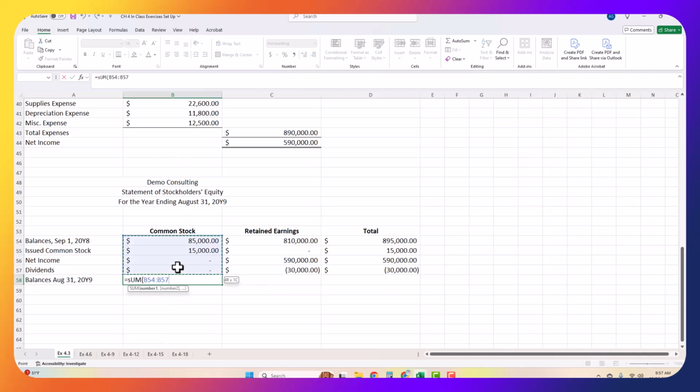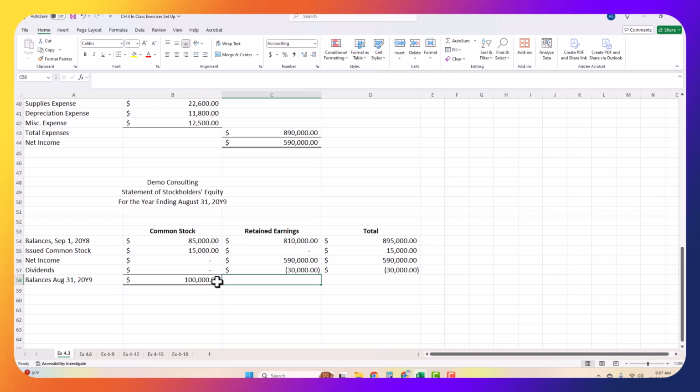We want to know what was the total in common stock at the end of the year. What was the total? I'm going to drag my formula across. What was the total on retained earnings? 810 plus 590 minus 30,000, 1,370,000.